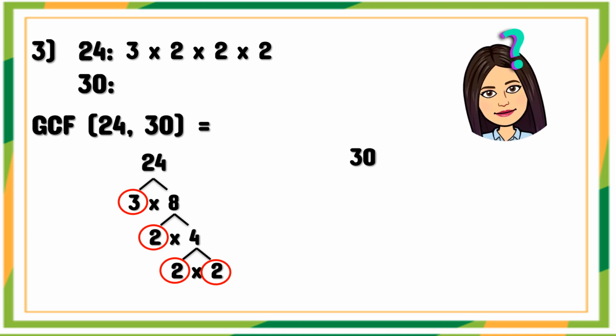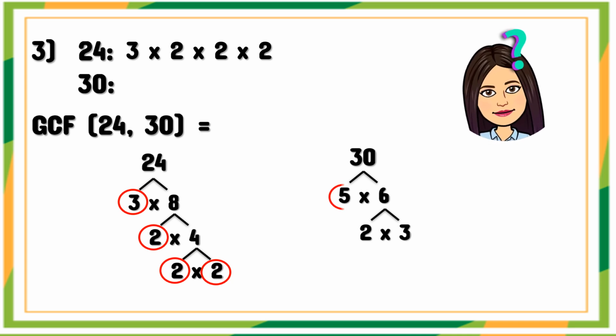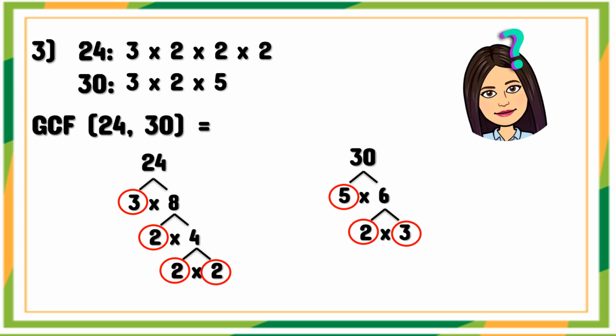Let's now proceed to the factors of 30, which is 5 times 6. 5 is already a prime number, so let's find the factors of 6, which is 2 times 3. So 5, 2, and 3 are all prime numbers. So the prime factors of 30 are 5, 2, and 3, or 3 times 2 times 5.